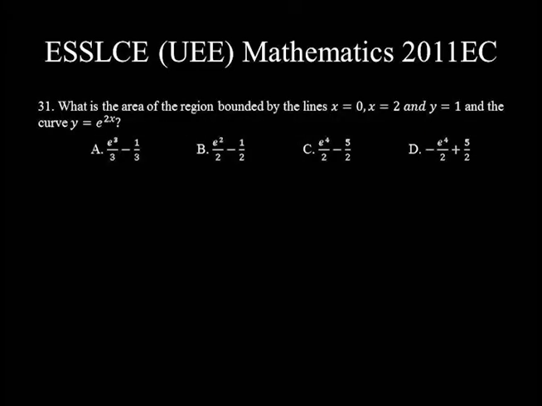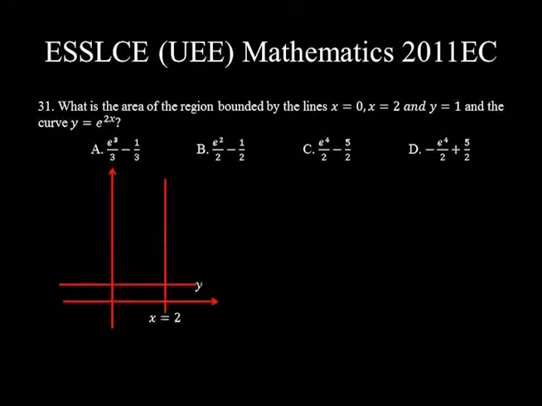Question number 31. What is the area of a region bounded by the lines x is equal to 0, x is equal to 2, and y is equal to 1, and the curve y is equal to e to the power of 2x? Let's draw the graph of the region. This is the xy plane. This is a vertical line, x is equal to 2. This is a horizontal line, y is equal to 1.